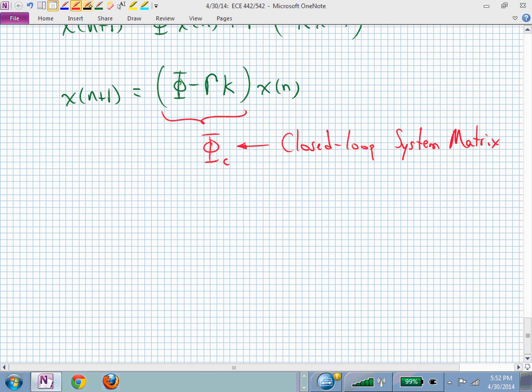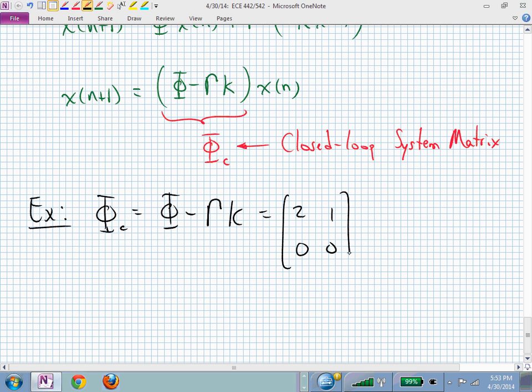For our example, we can now say that phi sub c is equal to this phi minus gamma k, but phi was just 2, 1, 0, 0, if I remember right. Our gamma had only one non-zero entry, and it was in the bottom row. The top row was nothing.